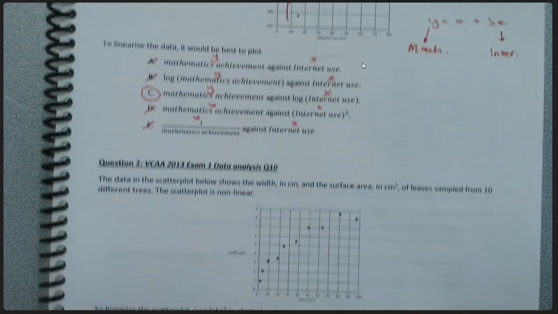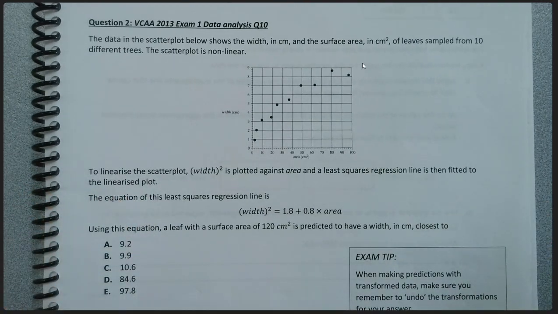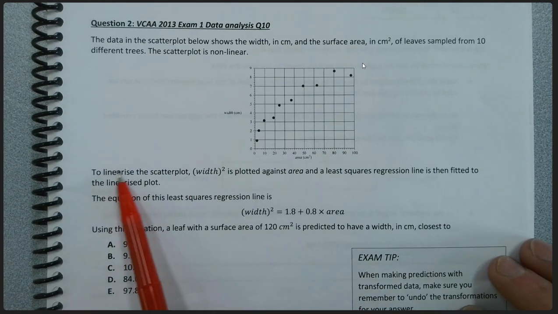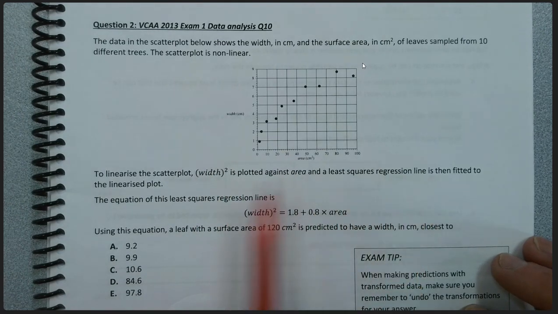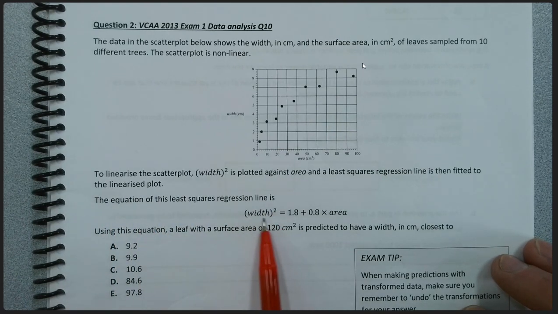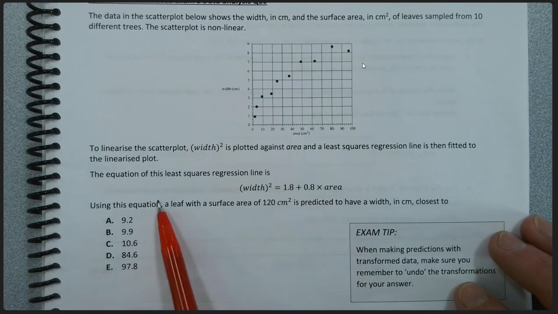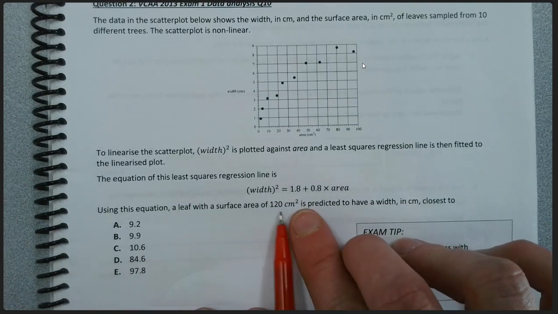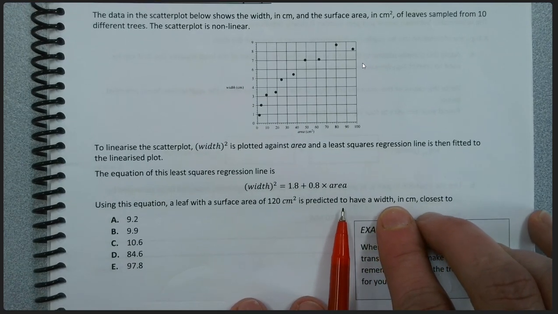Moving on to this next one. The data in the scatter plot below shows the width in centimeters and the surface area in centimeters squared of leaves sampled from 10 different trees. The scatter plot is nonlinear. To linearize the scatter plot, width squared is plotted against area, and the least squares regression line is fitted to the linearized plot. The equation for the least squares regression line is width squared is equal to 1.8 plus 0.8 times the area. Using the equation, a leaf surface area of 110 centimeters squared is predicted to have a width in centimeters closest to.